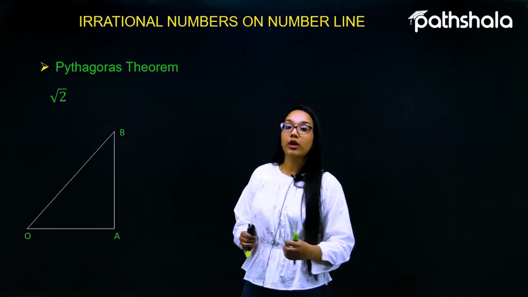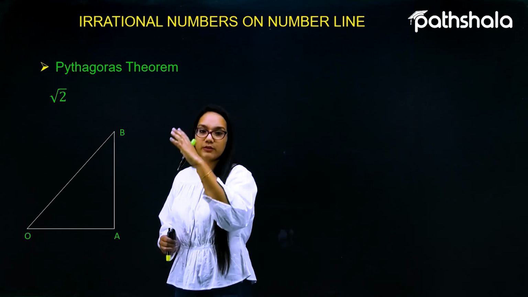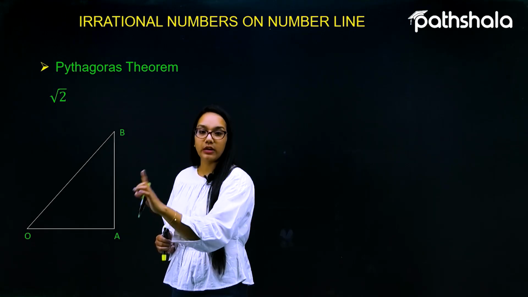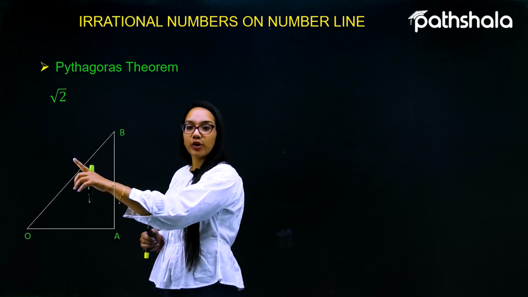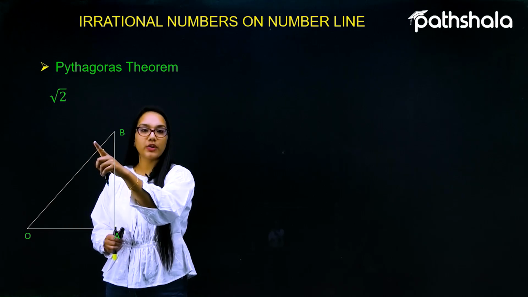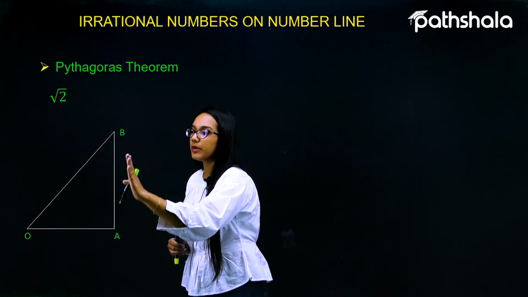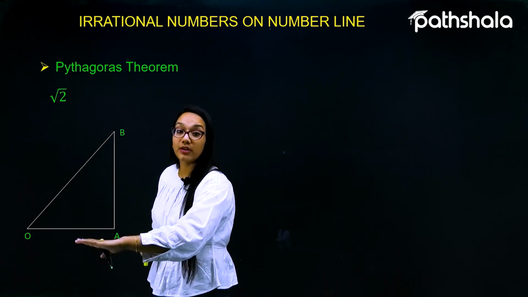So let us suppose I am talking about the Pythagoras theorem. The Pythagoras theorem says that, let us suppose we are talking about any right angle triangle which is right angled at the point A. So we have the hypotenuse over here. This OB is called the hypotenuse, this AB is called the perpendicular, and this OA is called the base.